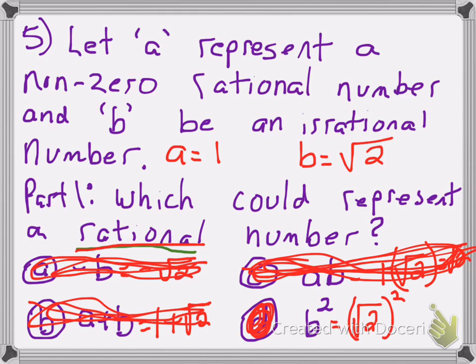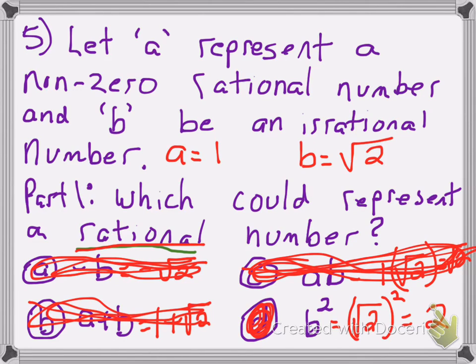So if I take square root of 2 times square root of 2, it is what it is. It's just 2. I can count to 2. So that's what makes it rational. Okay? Very simple question. And we got a couple of them that are very, very simple.